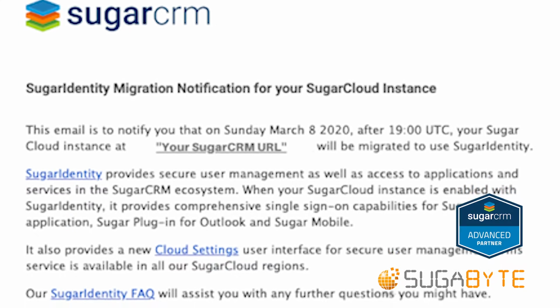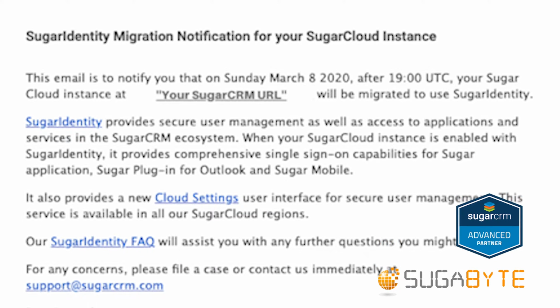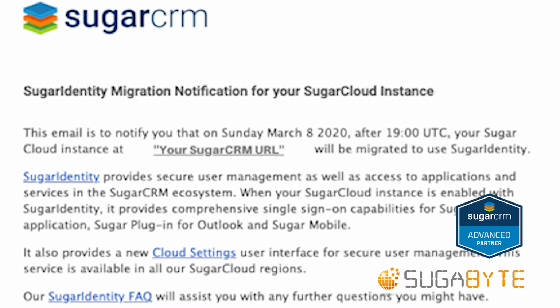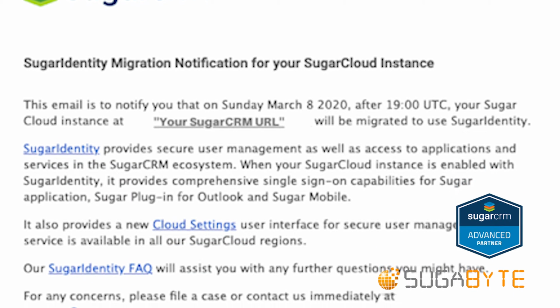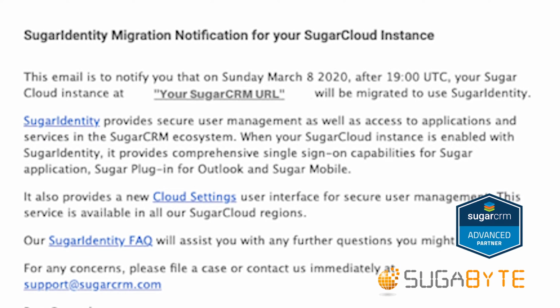Now, as a cloud-based customer of Sugar, whether you're using SugarCell, SugarServe, Sugar Enterprise or Professional, if you're hosted in the cloud with SugarCRM, then you're going to be receiving an email a little bit like this. This email from SugarCRM is telling you that at some point in the near future, your instance of SugarCRM is due to be upgraded to include SugarIdentity as part of its authentication management.